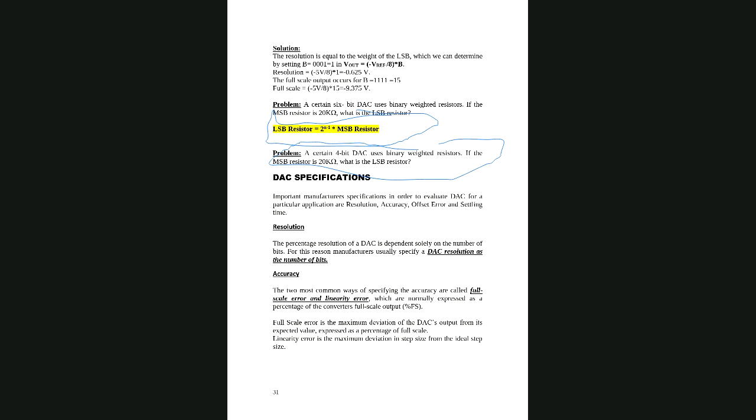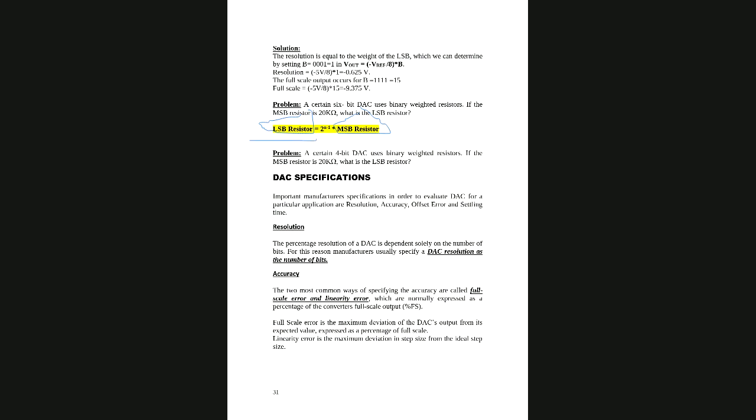Depending upon what is given to you, if you are given the MSB resistor and the number of bits and you have to find the LSB, you will apply this. If you are given the LSB resistor and you have to find the MSB, you will only divide it by 2 to the power n minus 1. It will be on the top.